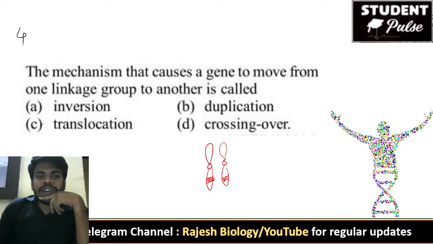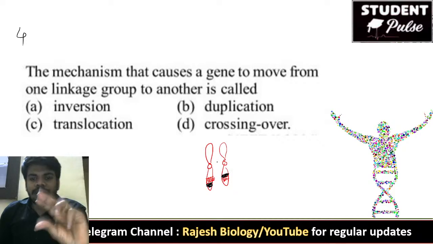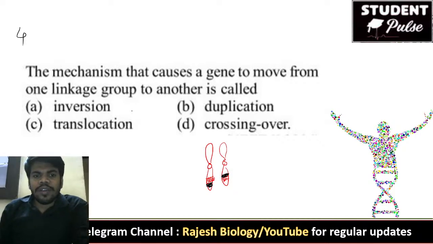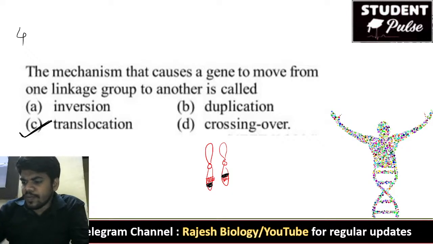You already know inversion. Inversion means what? For example, if this chromosome has two genes, it turned into like this. It changed its location like this. They just inverse. But the right answer for this question is translocation. Perfect. Very good.